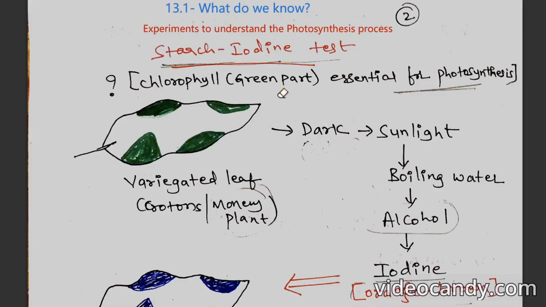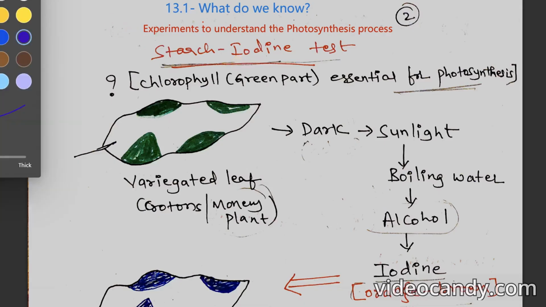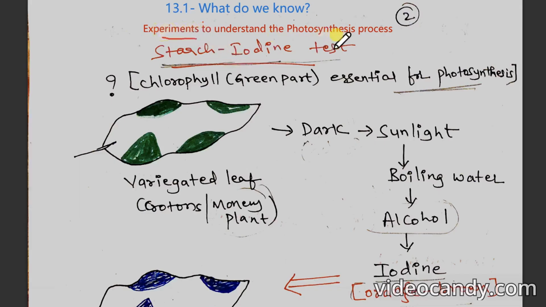Next, going to section 13.1. What do we know about photosynthesis from previously? That's chapter 5 in class 10th. There are some experiments to understand the photosynthesis process. The first experiment was done with the starch and iodine reaction. That's called the starch iodine test.